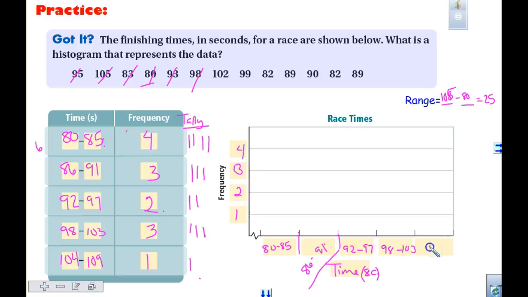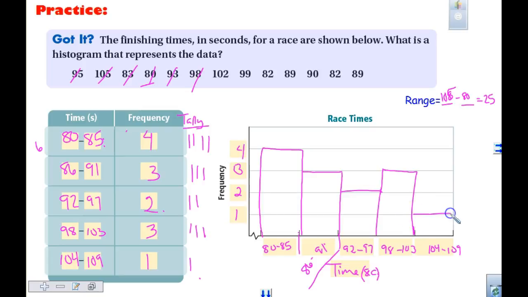And when you go to make your bars for your histogram, the key thing is that they need to be the same width and there's no spaces. So this first one was a 4. So we have 4. And I don't take off points if you don't get them exactly the same width, but you should try to get them the same width as you are doing these. We had 3, we had 2, we had another 3, and 1. And then, of course, some of you are already shading yours in.